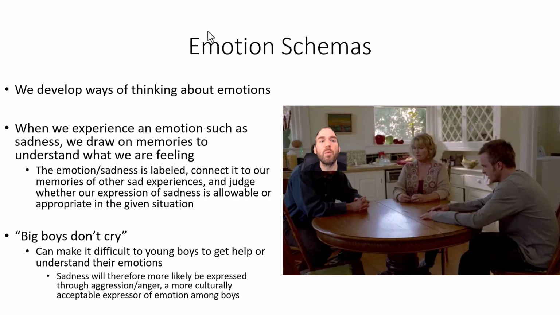Emotional schemas. We also develop ways of thinking about emotions. When we experience an emotion such as sadness, we draw on memories to understand what we are feeling. The emotion sadness is labeled, connected to our memories of other sad experiences, and we judge whether our expression of sadness is allowable or appropriate in a given situation.